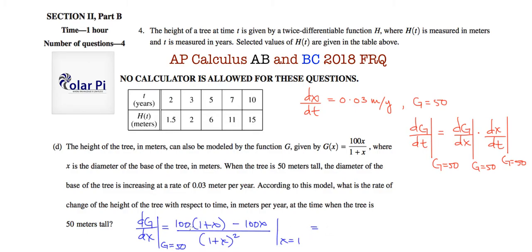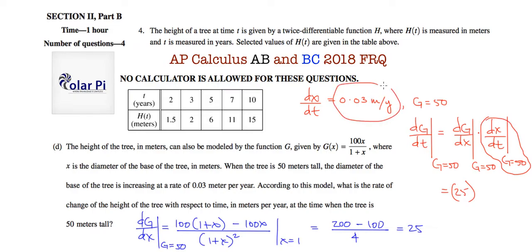And so when x is 1, we have 100 times (1 plus 1), so 200, minus 100 times 1, so minus 100. Then this is divided by the denominator, (1 plus 1) squared, so 4. And clearly this is going to be 25, right? So what we've been after is 25, times what was given at the start, 0.03, and this is meters per year. So when we multiply, we get 0.75 meters per year.